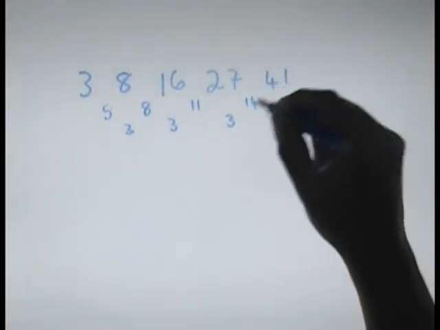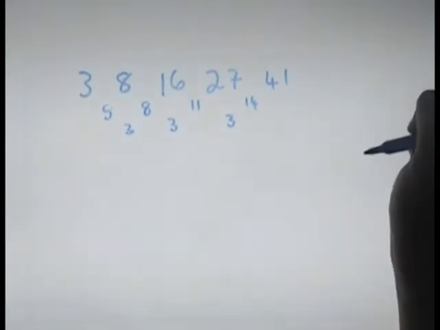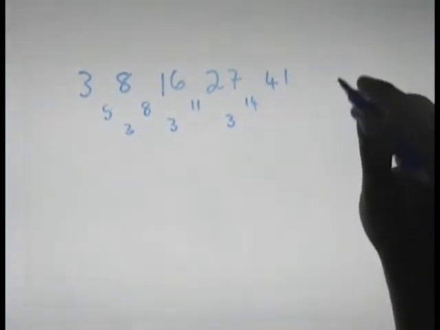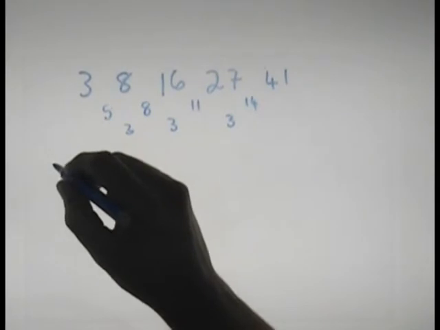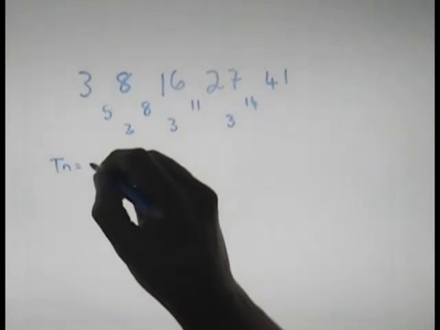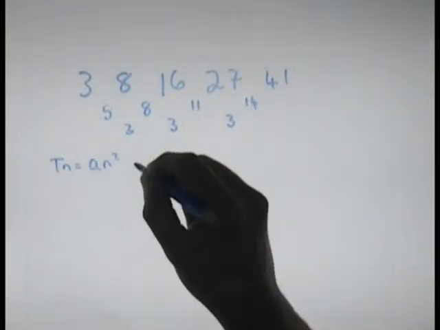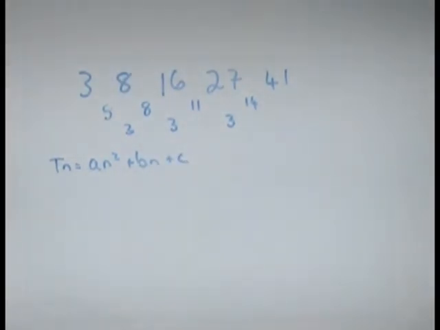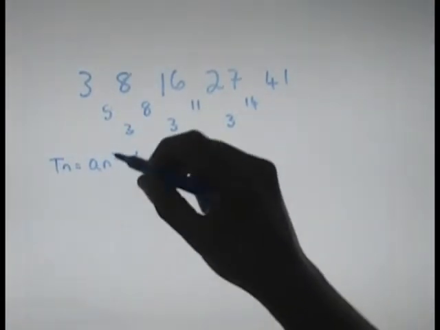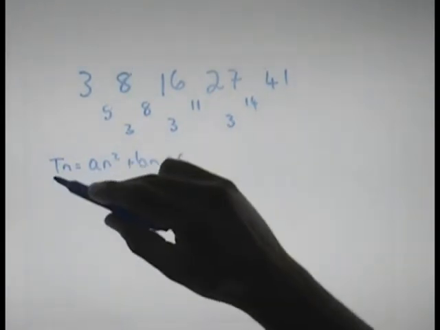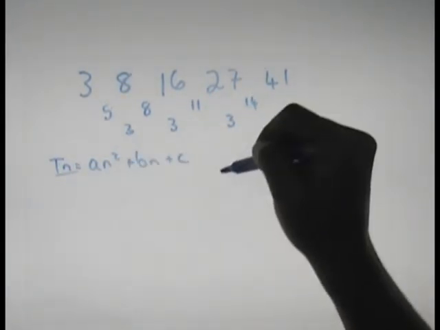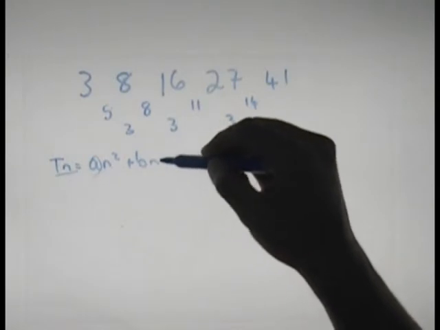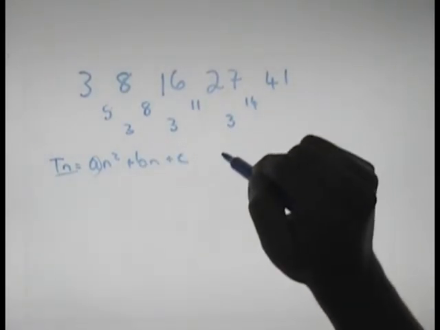This here is called second difference. It's fairly similar to an arithmetic pattern, except its standard form is Tn is equal to an squared plus bn plus c. It's a quadratic difference. Now we need to find the general form Tn is equal to. Hence we need to find our a, b and c values.